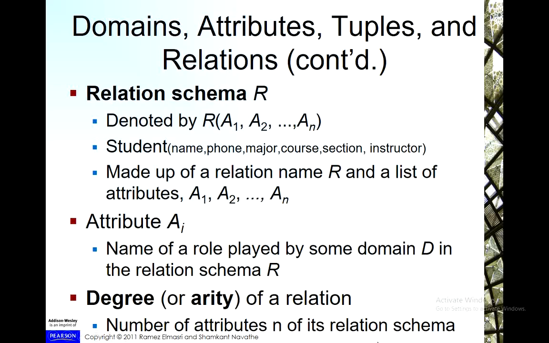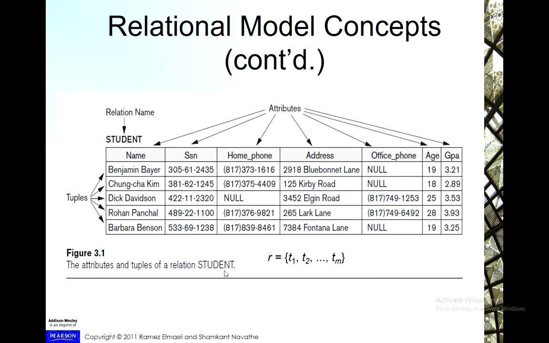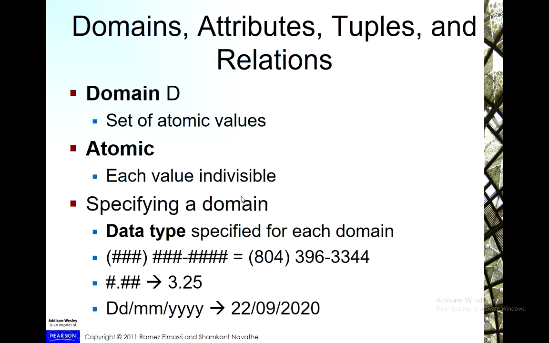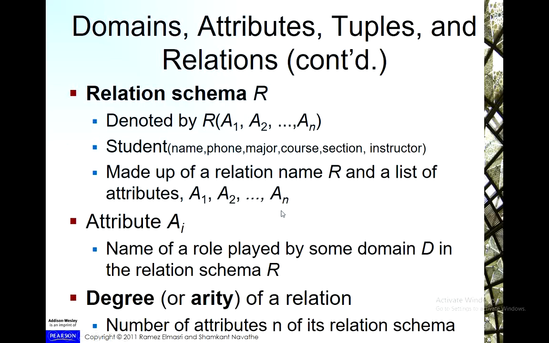And the attribute's name will imply the role it plays in the domain. So, for example, in the previous example, if I have a name, that means the role this attribute plays in this relation is the name of the employee or the name of a student. And then home phone. If I put home phone, that means it is not a mobile phone, it is a home phone. The values inserted in this attribute also imply the role it plays in that relation.